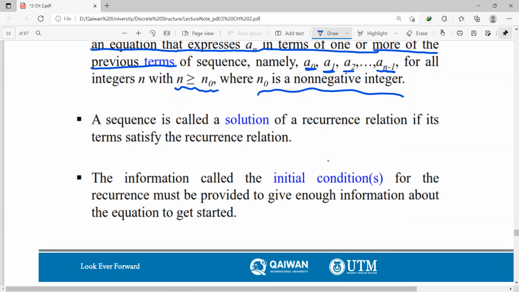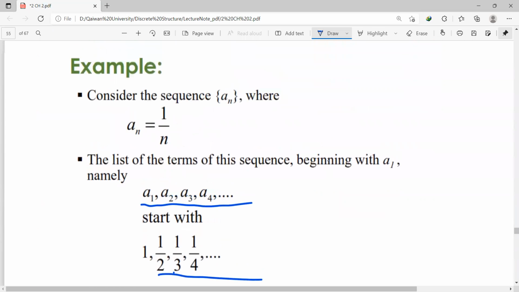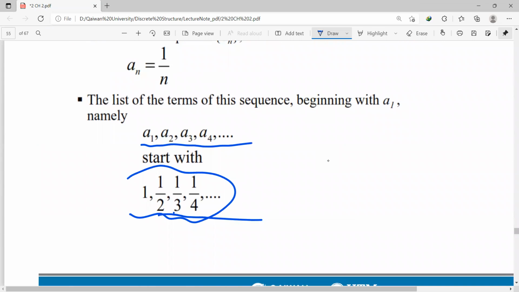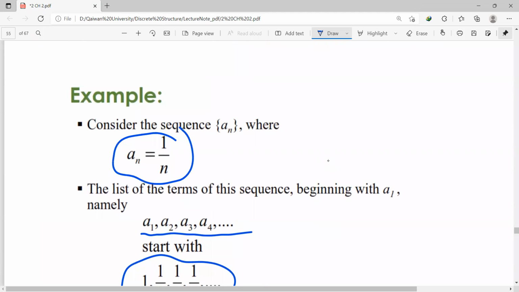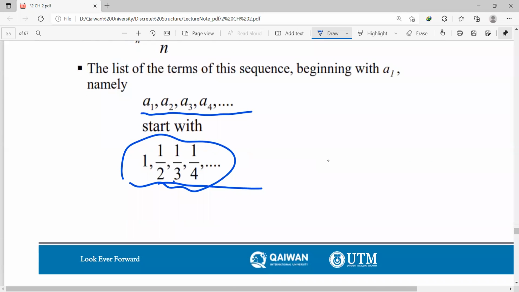Here we say a sequence is called a solution for a recurrence relation. The recurrence relation is the formula. A sequence is the enumerated form. This is the sequence, but this one is the recurrence relation. The formula is the recurrence relation, but the enumerated one is the sequence.